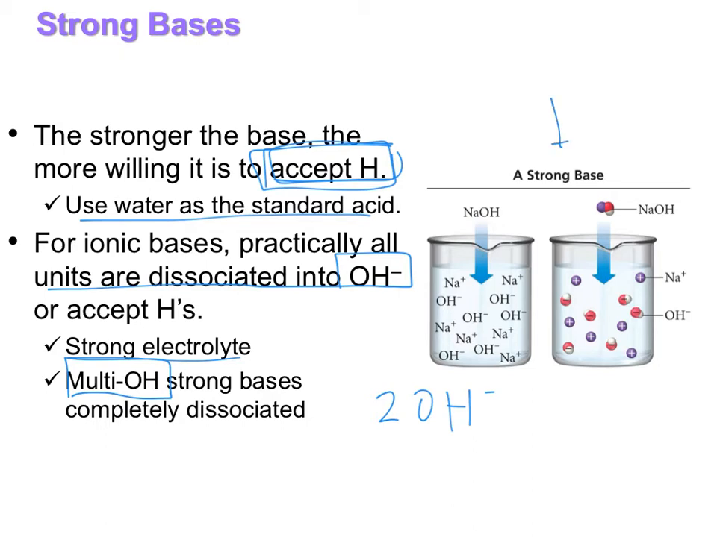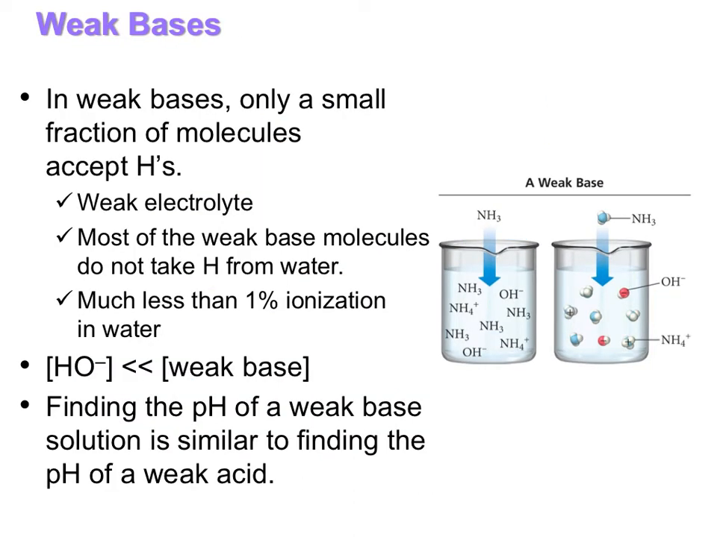And here we just have an illustration. So if we have NaOH in solution, it will completely dissociate into sodium cations and hydroxide ions. In weak bases, only a small fraction of the molecules accept the protons. In other words, not all of them will take those protons in order to produce OH, right?